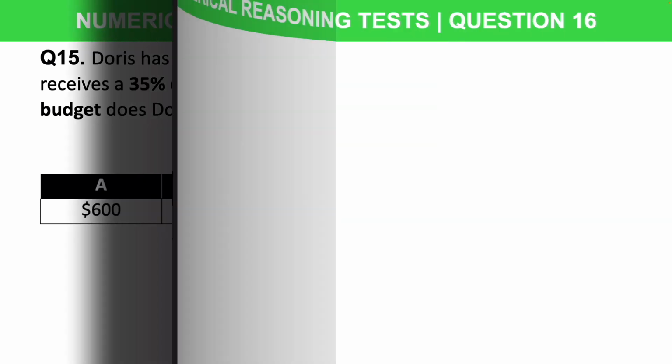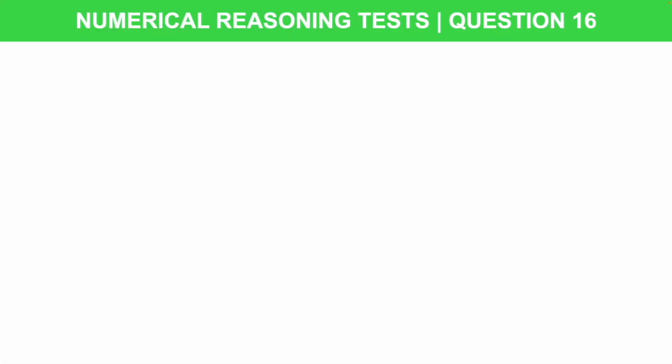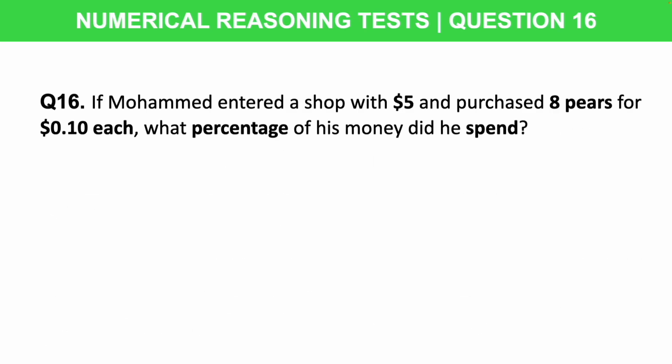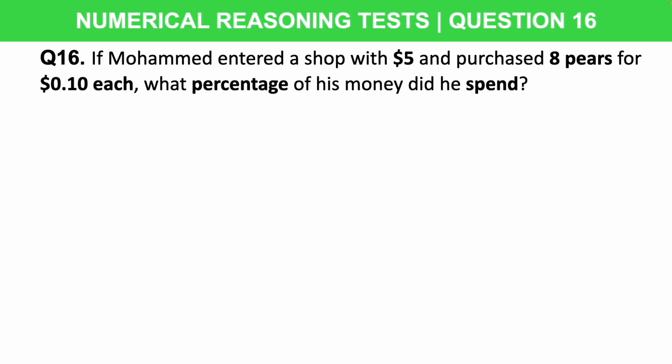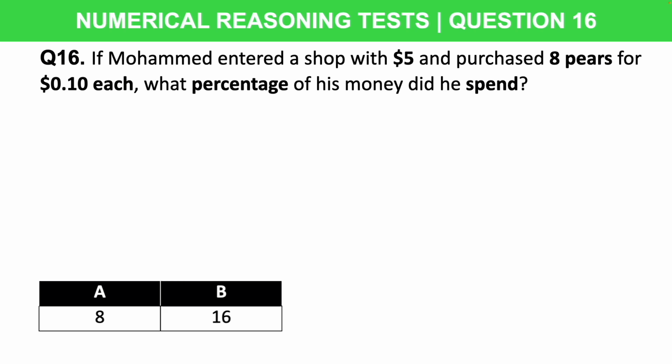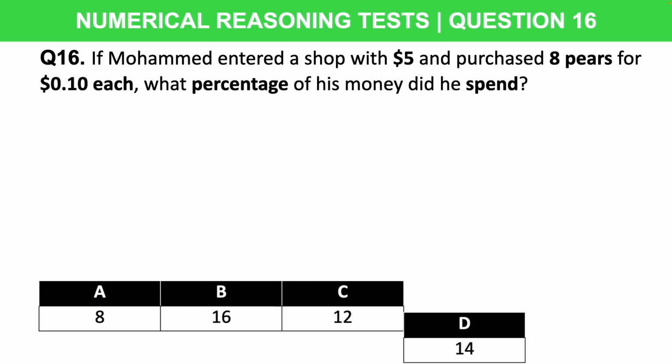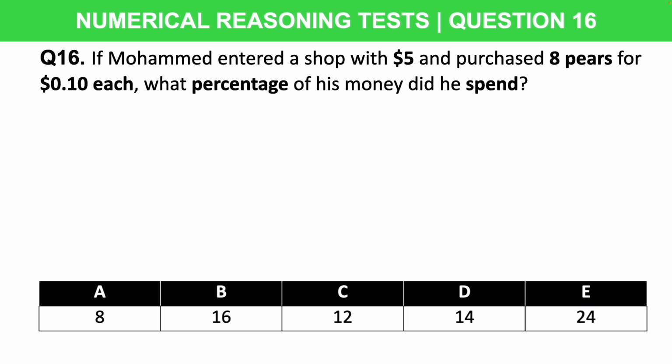Okay, let's move on to a similar numerical reasoning question, but this time we will need to use a different formula to work out this percentage. Let's take a look. So the question is, if Muhammad entered a shop with $5 and purchased 8 pairs for 10 cents each, what percentage of his money did he spend? Is it A, 8, B, 16, C, 12, D, 14, or E, 24?